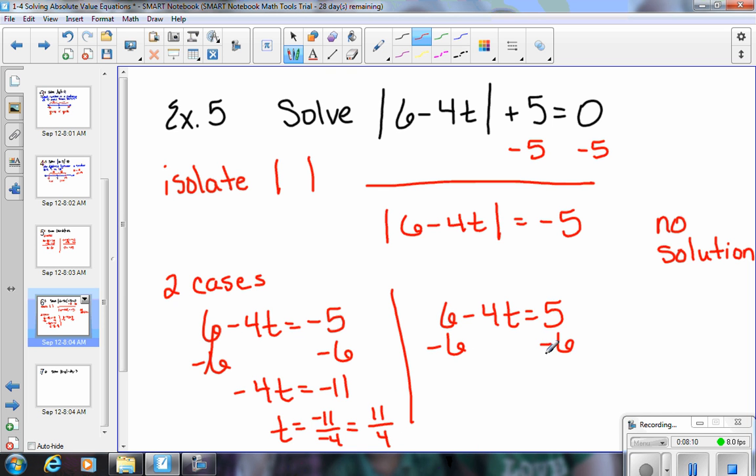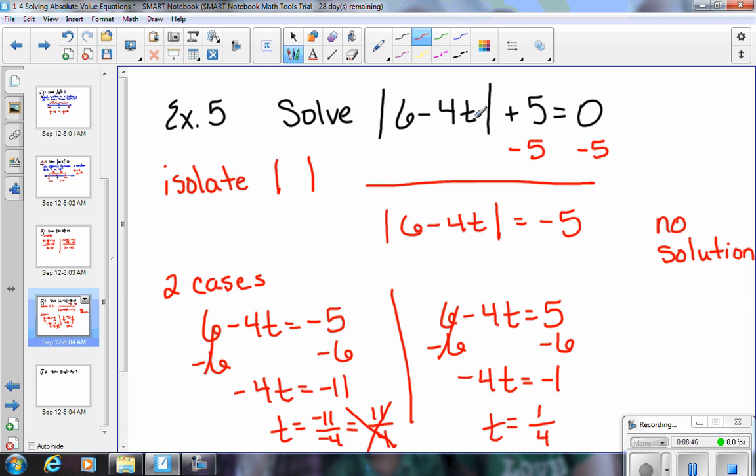Subtract 6 from both sides. I have negative 4t equals negative 1. When I divide by negative 4, I'll get a positive 1/4. So now let's check our answers. Don't let it bother you that they're fractions, because when you substitute in an 11/4, the 4's will cancel and you'll have 11. So 6 minus 11 is negative 5. The absolute value of negative 5 is 5. And 5 plus 5 is definitely not 0, because we get 10. So that solution doesn't work.